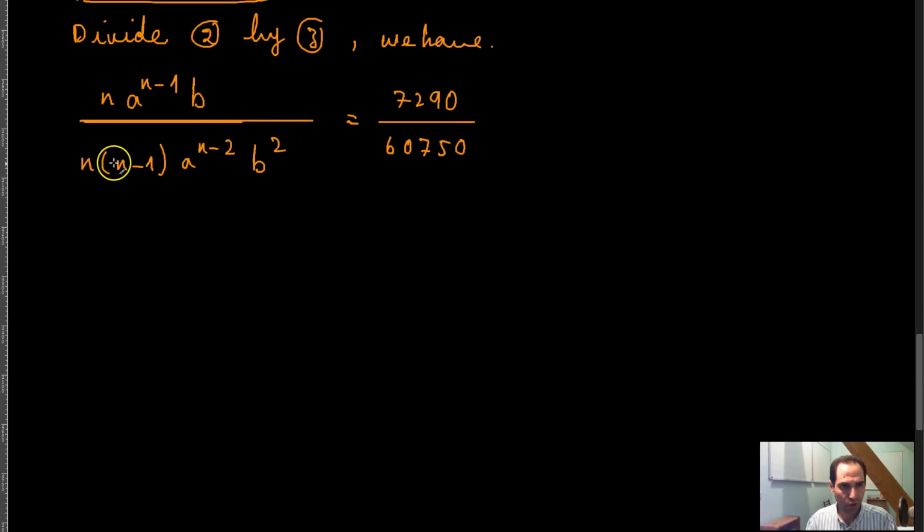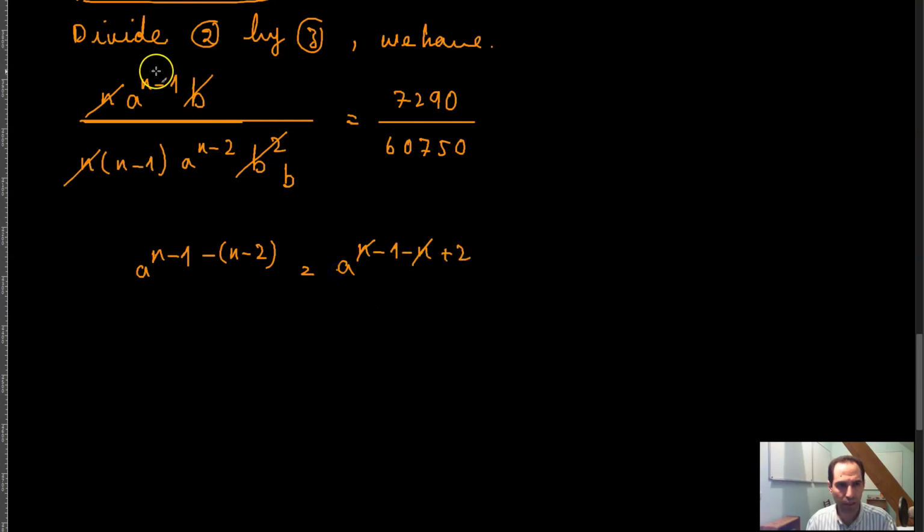60750. So then you would be able to cancel n and n, b and b, and a raised to the power n minus 1 divided by a raised to the power n minus 2, which is the same thing as a raised to the power n minus 1 minus n plus 2, and that is 2 minus 1 is equal to 1, so that's just an a. That is just an a. And that means that over here you can write 729 by 6075. 1 plus 7 plus 2 plus 9 is equal to 18, so you can divide by 3, and 6075 as well, 6 plus 7 plus 5 is equal to 18. You can divide that by 3 as well.